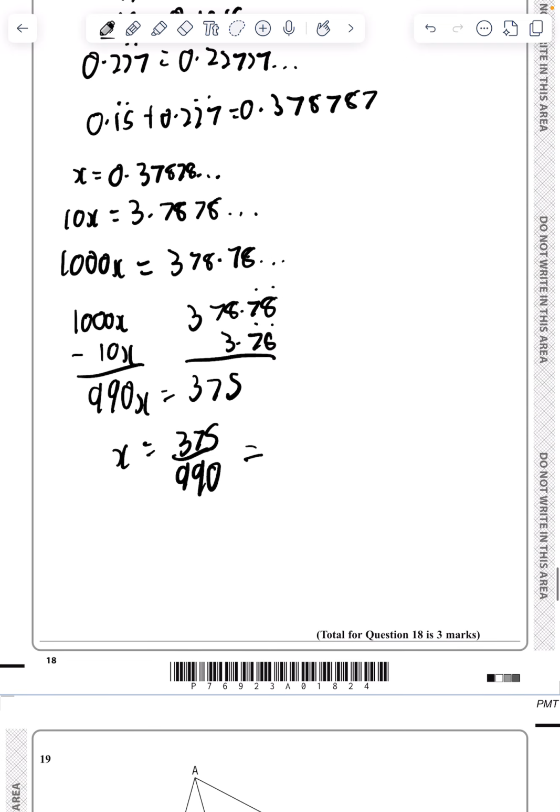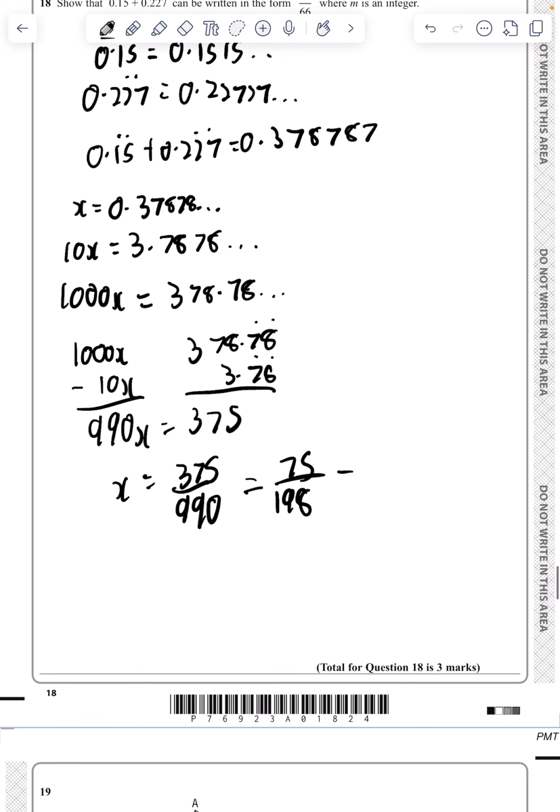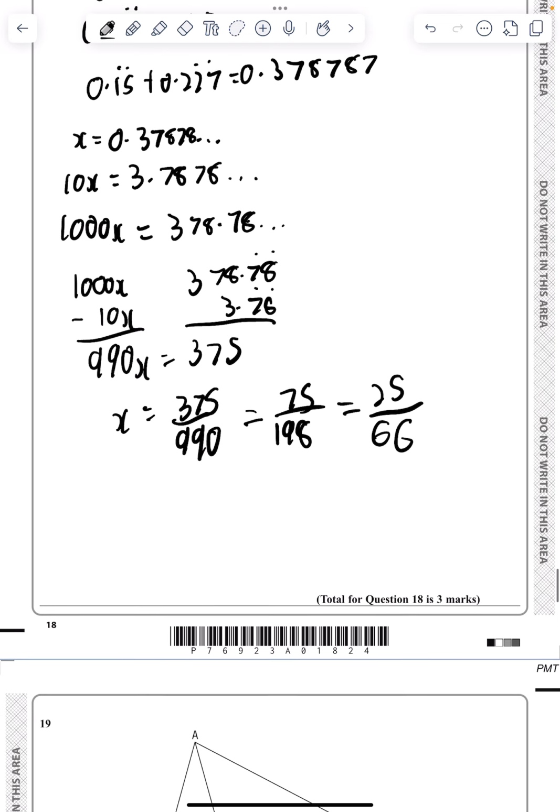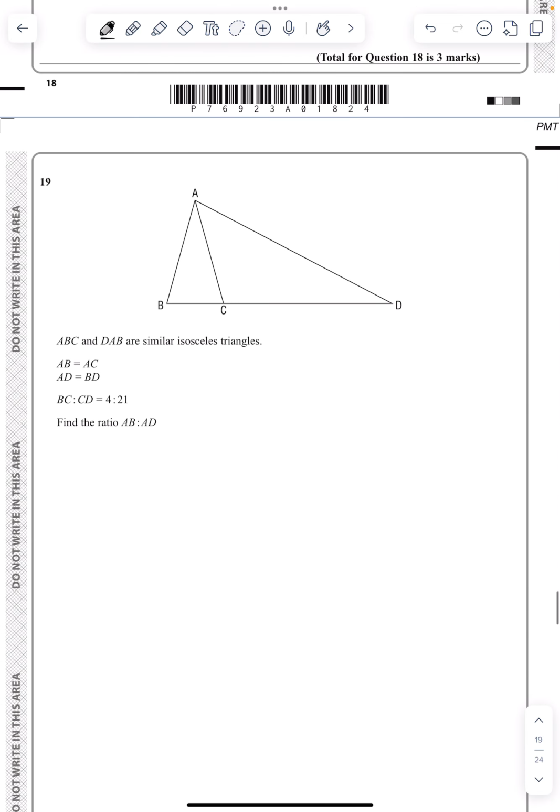Again, you simplify this. The way I would do it is just take 5 out straight away. So 5 into 375 goes to 75, and 990, it's 95. No, that is not right. Divide by 10 times by 2 is the best way, so 198. And it should simplify more, because it needs to get into something of a 66, so that divides by 3 to 66, so 25. Okay, cool.